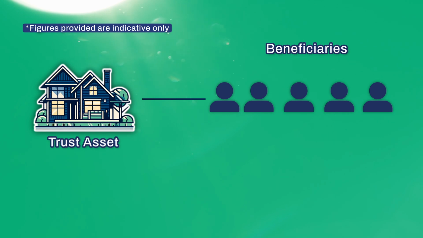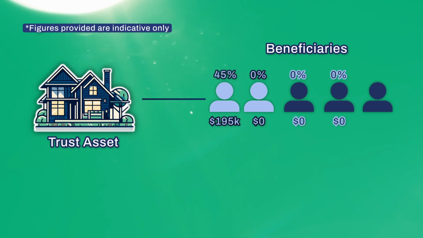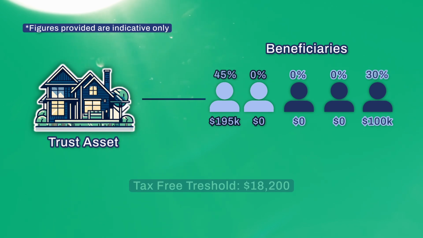For example, let's say a family trust has 5 beneficiaries that is made up of 2 parents, one retired making $0 per year and one who makes a salary of $195,000 per year, meaning that their marginal tax rate is 45%. Their 3 adult children also are beneficiaries, 2 of which are stay-at-home parents without income, and the 3rd child makes $100K per year and is therefore on a 30% marginal rate. Each adult has an $18,200 tax-free threshold, where any income under that threshold is tax-free.